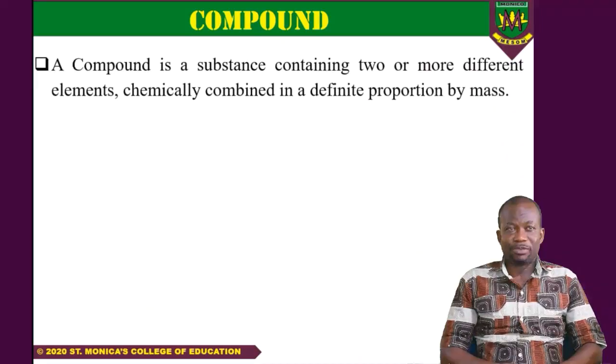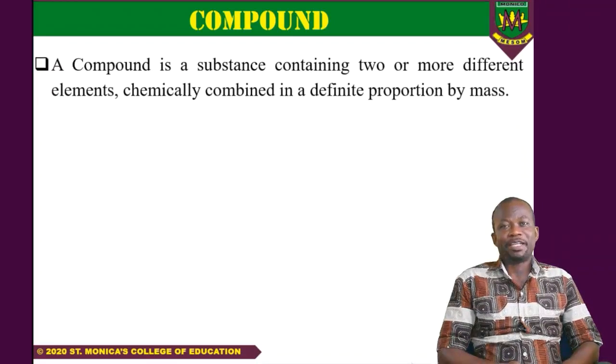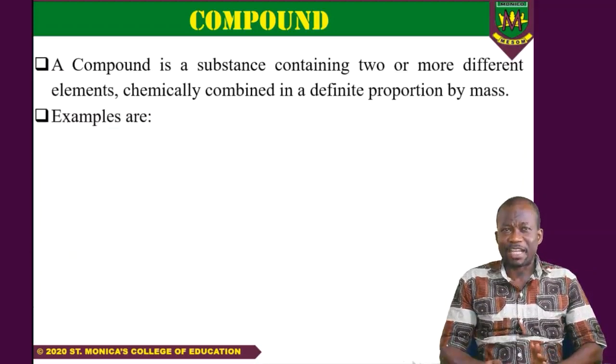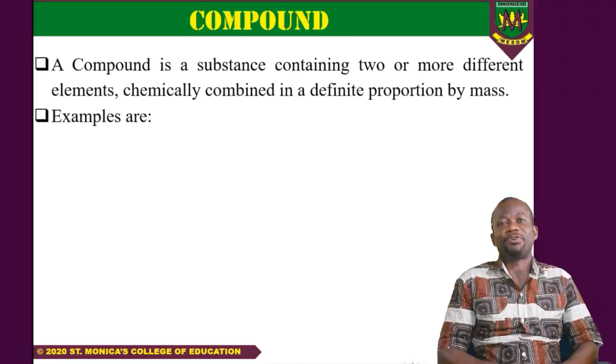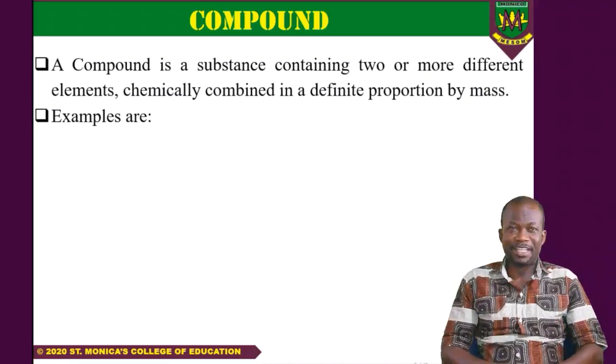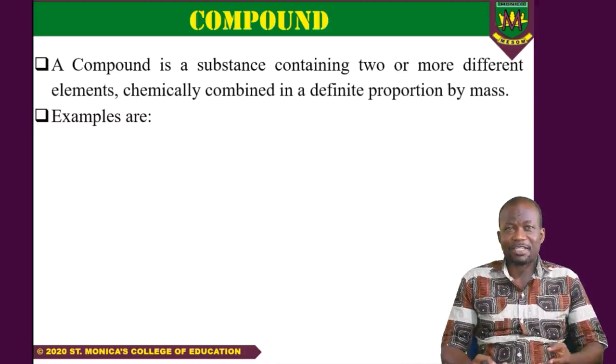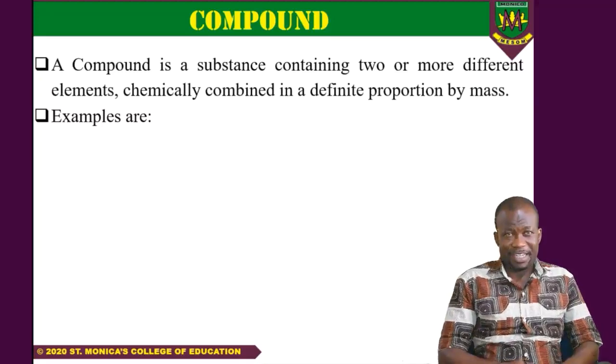Now, a compound is a substance containing two or more different elements, chemically combined in a definite proportion by mass. Most of the time you see students writing a compound is the chemical combination of two or more elements. This definition is not appropriate, because when you are asked to give an example of a compound, you will not give a process. You will give a specific substance, for instance water, carbon dioxide.